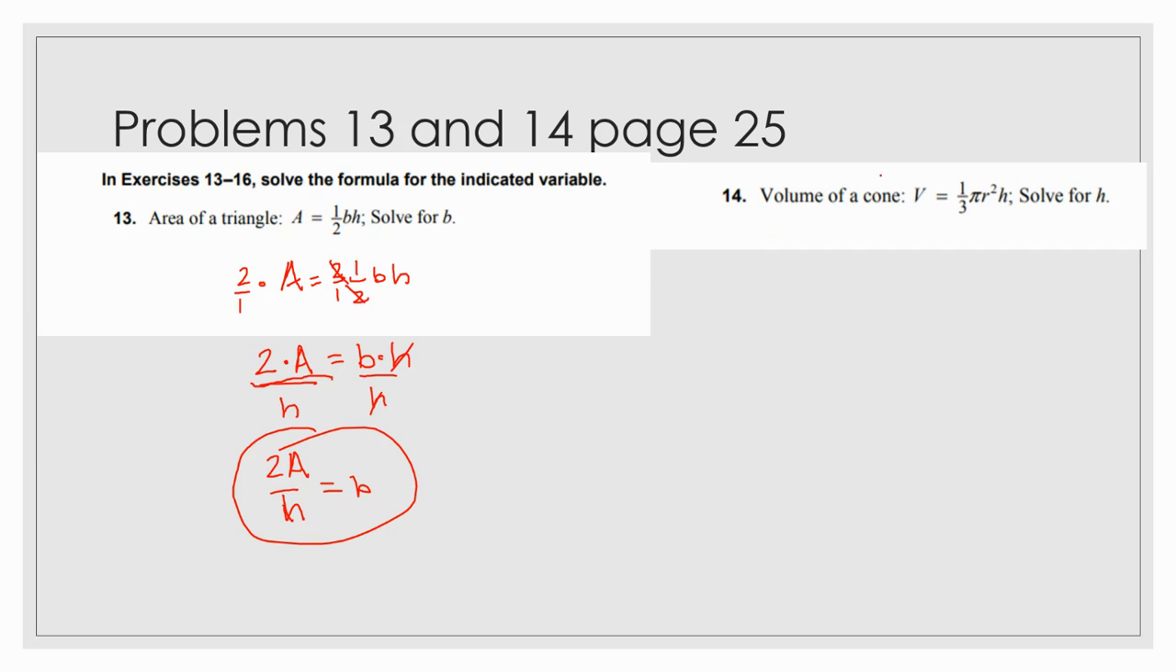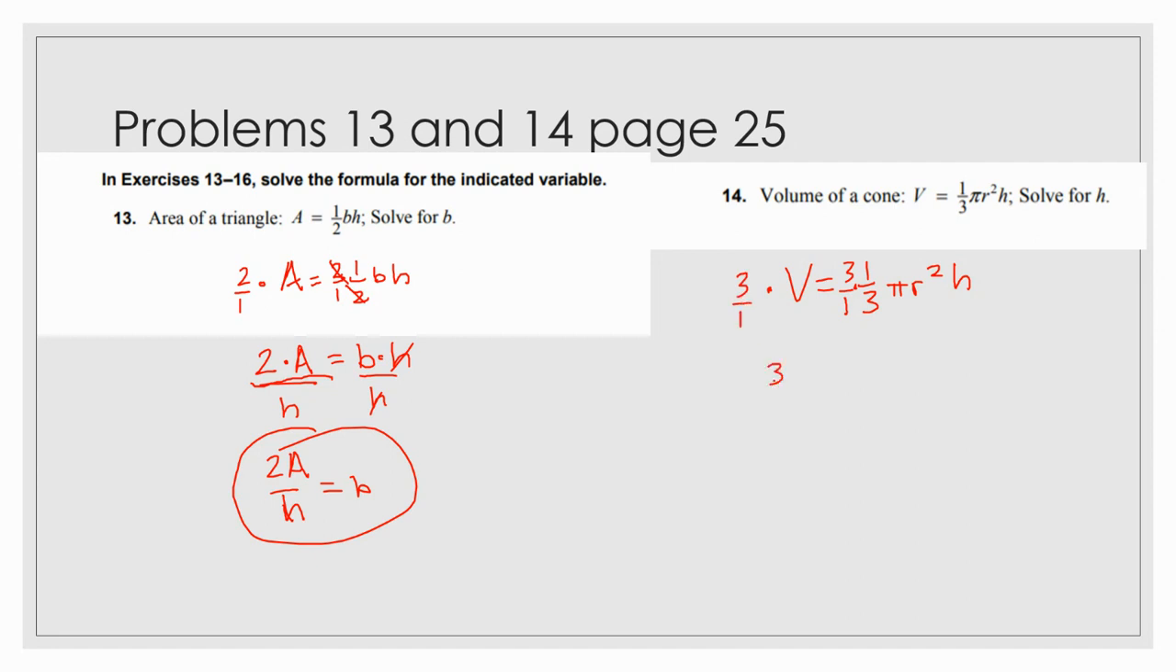A little bit tougher, but very similar. Solve for the height from the volume of a cone formula. It's just like the last one. Okay, so what we're going to do is first, let me rewrite the problem. All of these are being multiplied. 1/3 times pi r squared times height. So first I'm going to undo the fraction by multiplying both sides by 3 over 1.